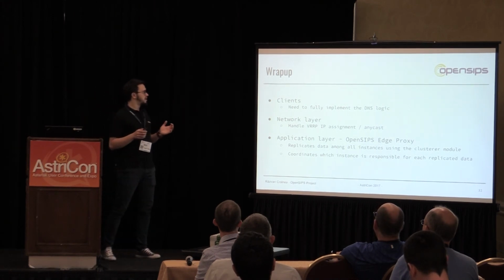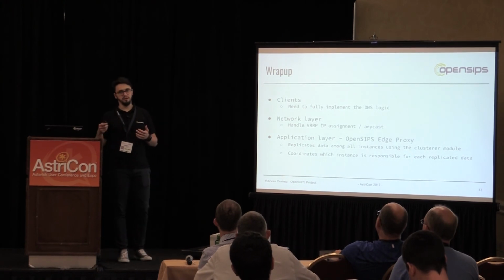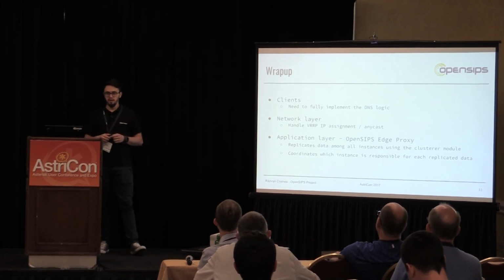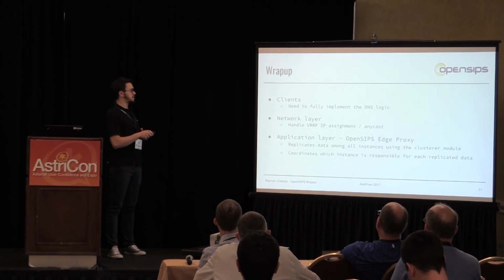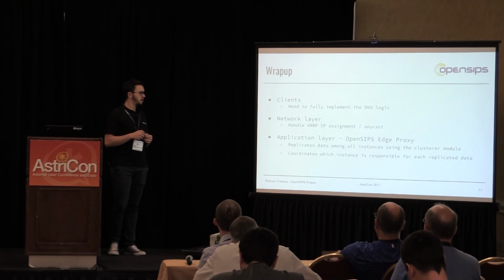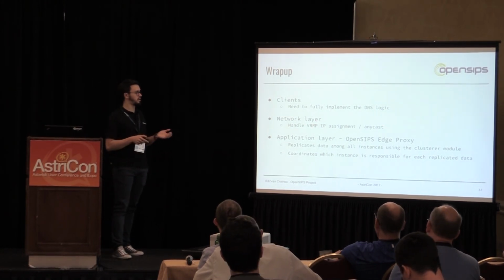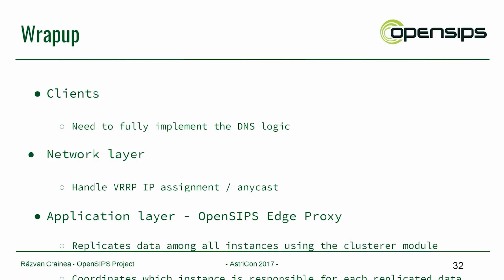So bottom line, in order to have a fully failover enabled and highly available platform, your clients need to fully support the DNS logic, the SIP DNS logic. You also have to control your network layer in order to handle either VRRP or Anycast support. But also the application layer needs to be aware of the data it uses and replicates. And this is done very easily by OpenSIPS using the cluster module and the binary protocol.